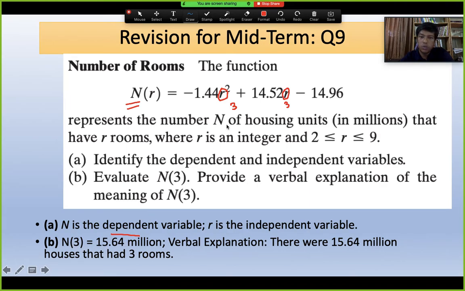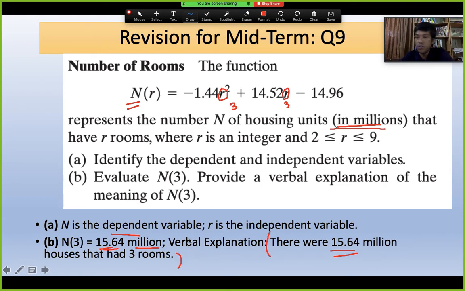For n of 3, you just put 3 here, you will see that this value will come, in millions. And the verbal explanation is there were 15.6 million houses that had 3 rooms. This comes from this line. Evaluate n of 3, because this function is for the houses. And you will get 15.64 here, and that is in million. This is how we know that there will be million here. The question is in million. So this function is for the housing, that's why from there we know this line.